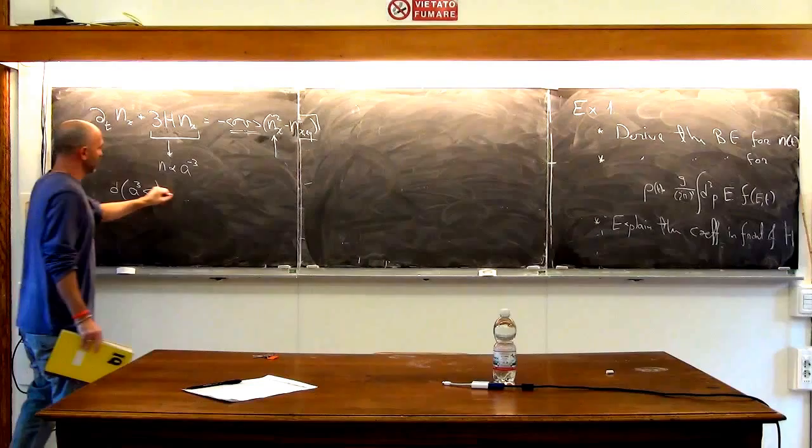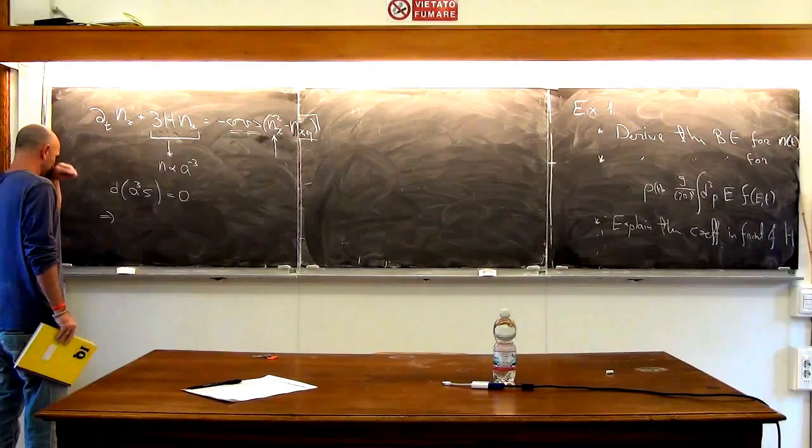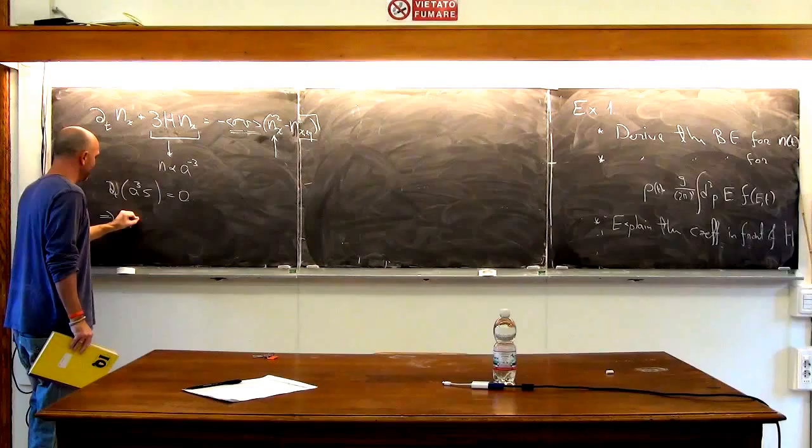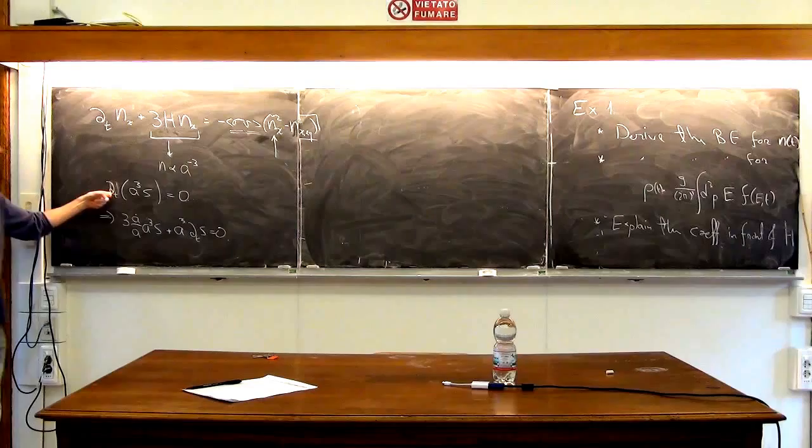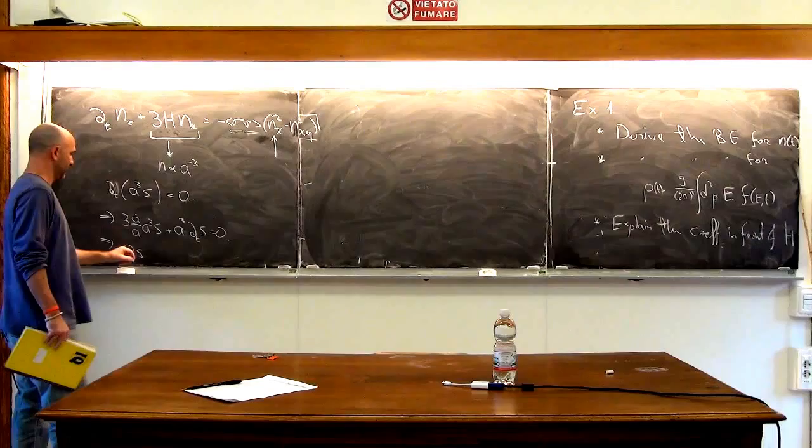Okay? So if I do that, I get, if you want dt, I get 3 a dot over a times a cubed s plus a cubed dt s equals zero. That's just a derivation. And this is precisely what we have here. So dt of s, I'm rewriting it like this, plus 3hs equals zero.